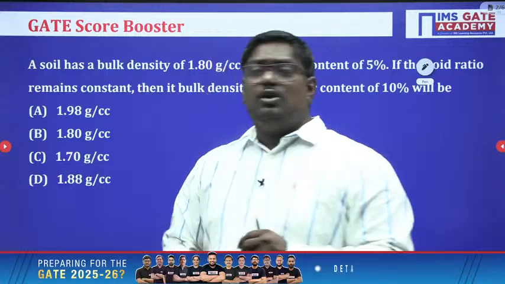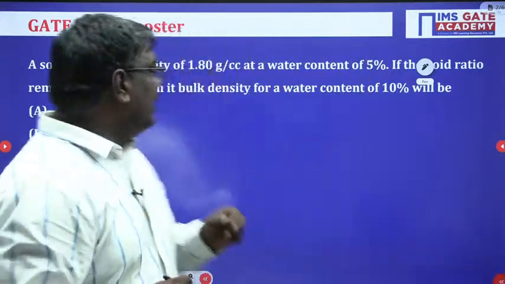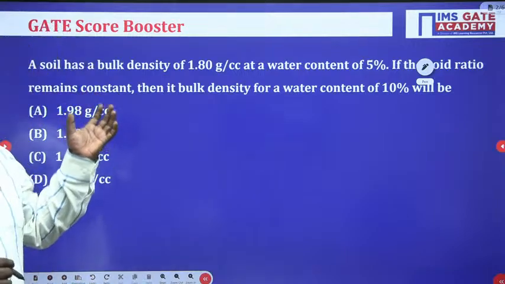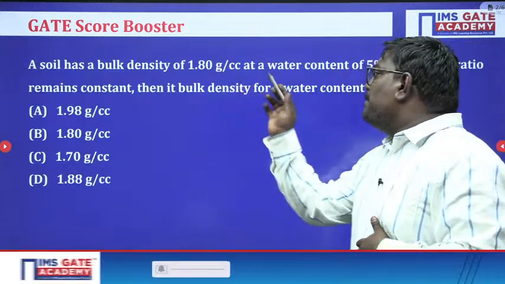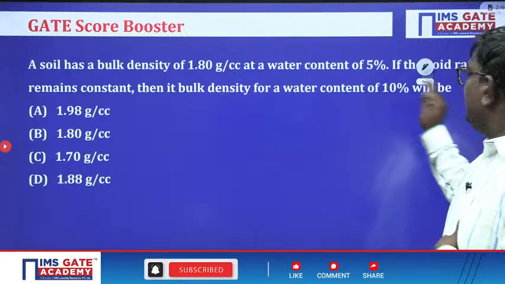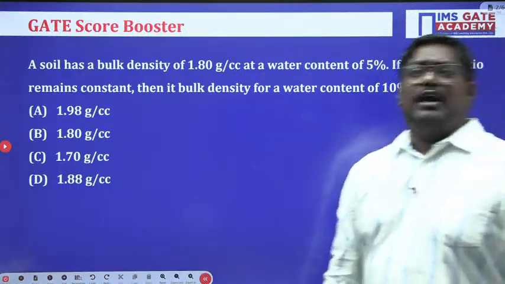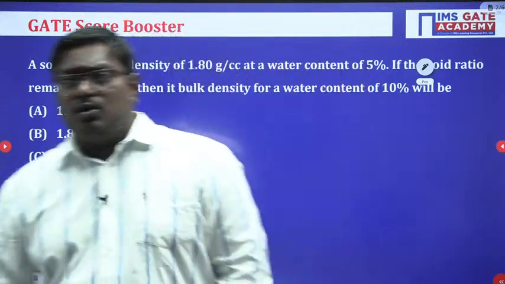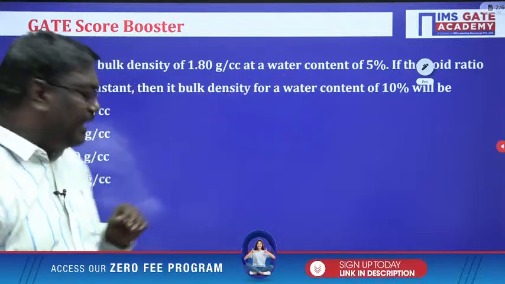Now my dear students, it is the time to discuss the questions without wasting your time. There was a question here: a soil has a bulk density of 1.8 gram per cc at a water content of 5 percent. If the void ratio remains constant, what is the bulk density for a water content of 10 percent?